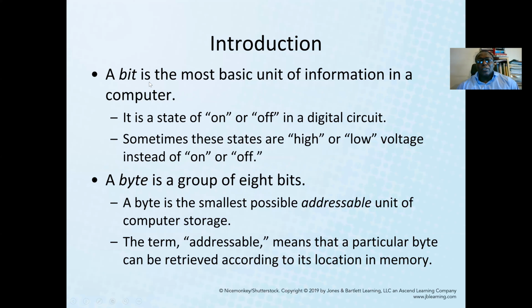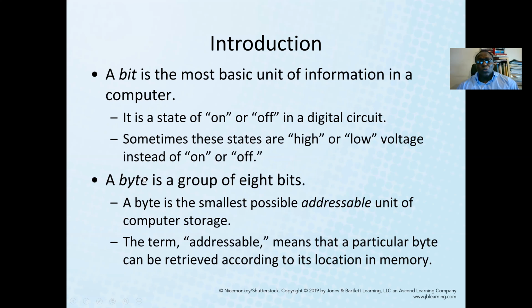So again, a bit is the most basic unit of information in a computer, and its state can be on, which stands for 1, or off, which stands for 0. Sometimes we may also say high or low voltage. High means 1, low voltage means 0. Most of the time, we represent characters, symbols, everything in a computer system, the data or the information, as bytes.